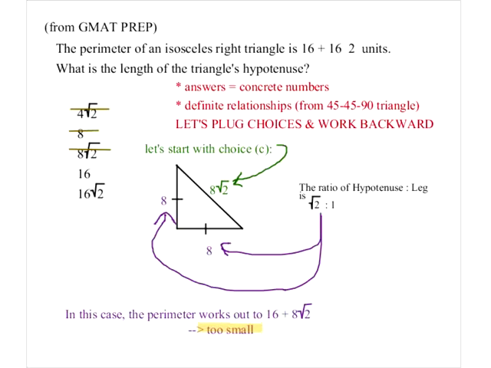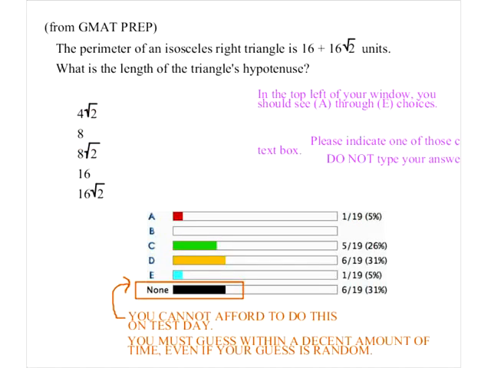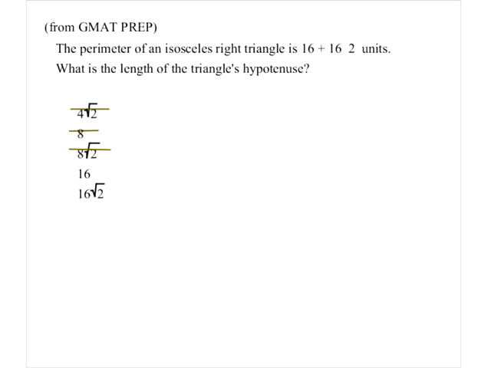But let's try the next answer choice. So here's the same problem. Okay, here's a new slide. We've eliminated those choices, so now let's go ahead and try 16. At this point, you could notice, as an aside, that 16 square root of 2 is exactly twice the size of the answer we just tried.